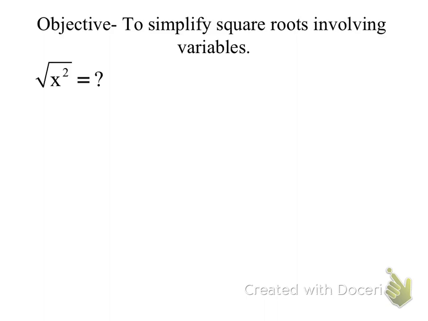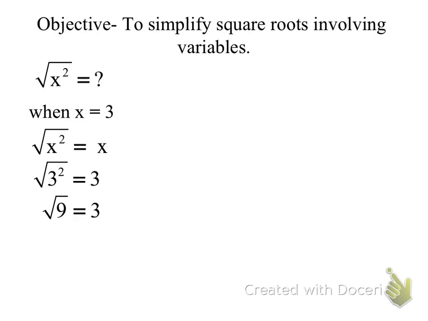All right, so let's start with x squared, when x equals 3. If x squared, what do you think the square root of x squared is? X, right? We'd think, well, let's try with 3 and see if it works. When I substitute 3 in, that becomes the square root of 9 is equal to 3. Is that a true statement? That works, right?